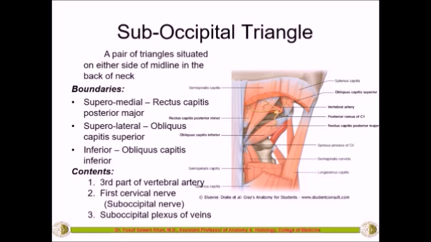So these are some of the important contents. The major content will be the third part of the vertebral artery, because this is one of the 2 arteries which supply the brain. So this is about the suboccipital triangle and its boundaries.